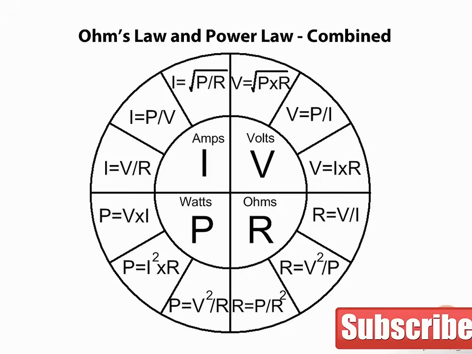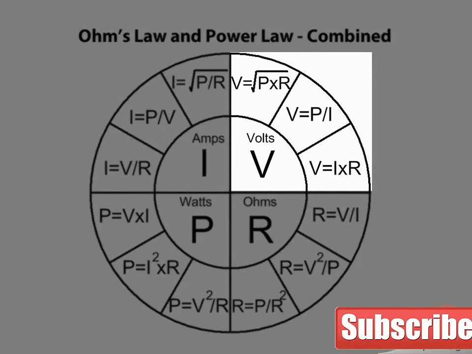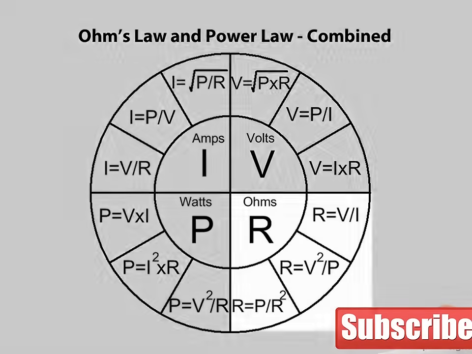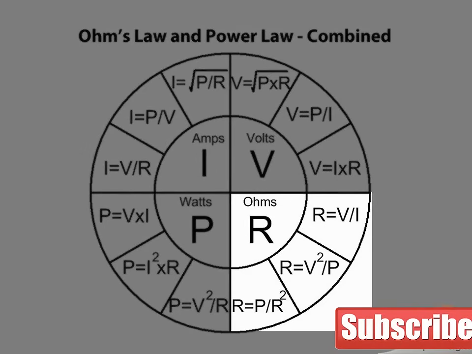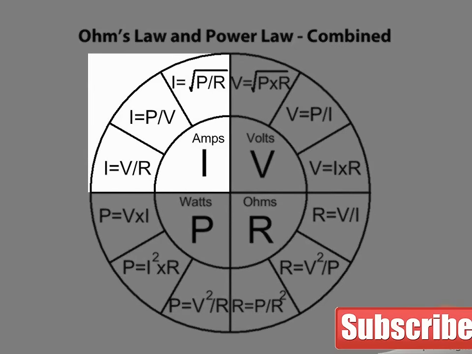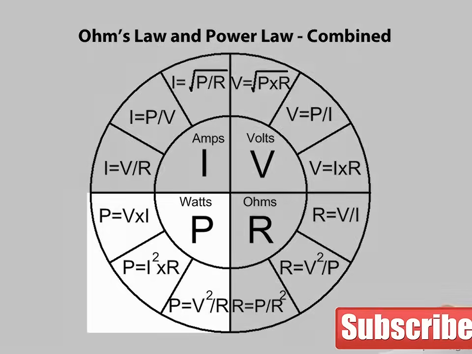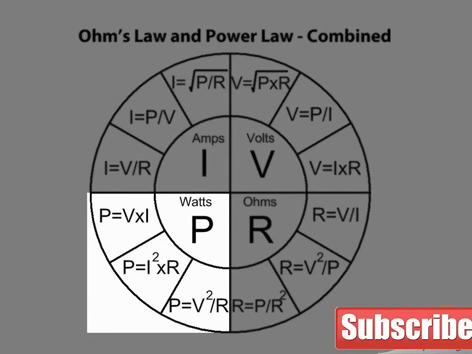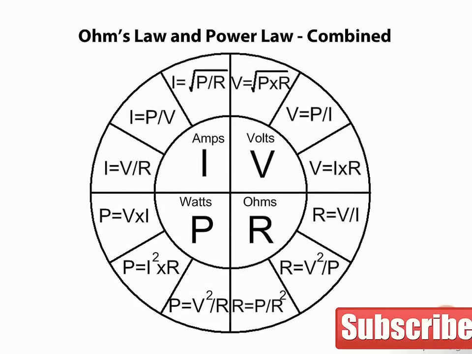Here we see a chart showing all the possible equations relating current, voltage, resistance, and power. In the upper right quadrant, we see the equations for voltage in terms of current, resistance, and power. In the lower right quadrant, we see resistance defined in terms of current, voltage, and power. In the upper left quadrant, we see current defined in terms of voltage, resistance, and power. And finally, in the lower left quadrant, we see power defined in terms of current, voltage, and resistance. Keep this chart close by. It is a handy tool as we design our circuits.